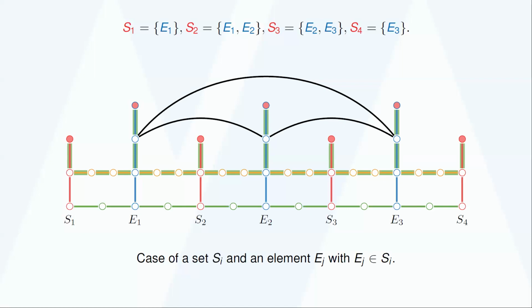Now, if we consider the case of a set and an element not in the set, with this leaf and this leaf, like E2 and S1, we won't go through these edges here because the edges of the clique are way faster. And in total, we cover almost everything except the last row here.